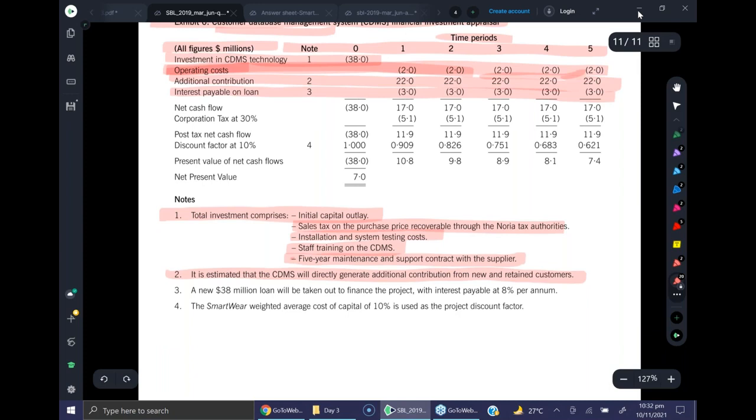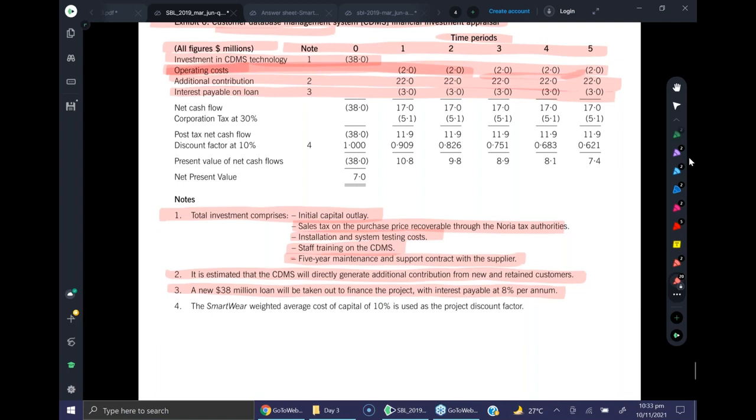So a new loan of 38 million will be taken out to finance the project with interest payable at 8%. So is there any confusion over this, or this looks fine, interest payable on loan? Now, the people with strong financial management concepts will definitely highlight this problem. So interest payable on loan is given as a cash outflow in the NPV proforma. No, not the calculation mistake. It's something else.